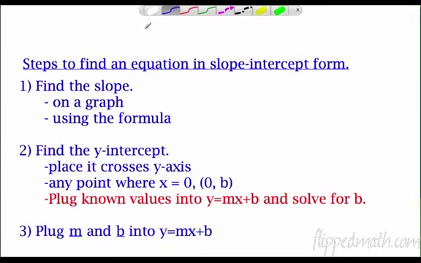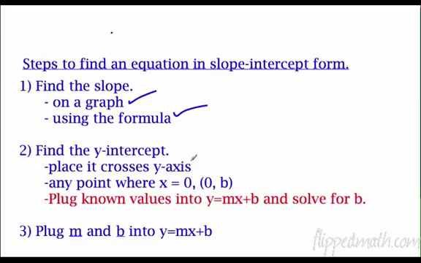All right, so let's take a look. These were the steps we had last time. Notice all these steps are exactly the same as before. Find the slope. We're going to do that either on a graph or using the formula, y2 minus y1 over x2 minus x1. We're going to find the y-intercept, and last time we did it by looking at the y-axis, and we're still going to do that if possible.